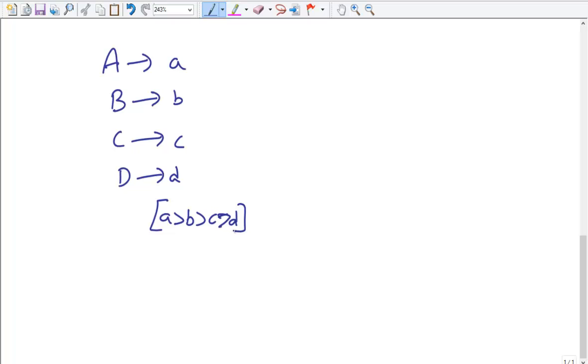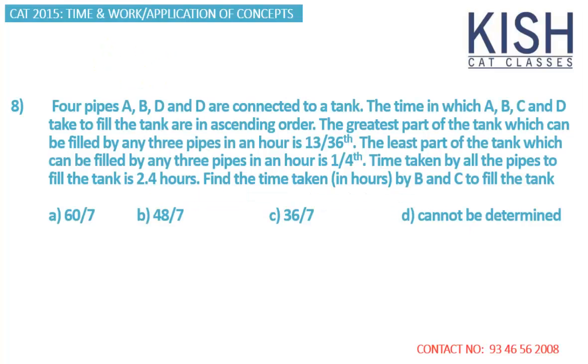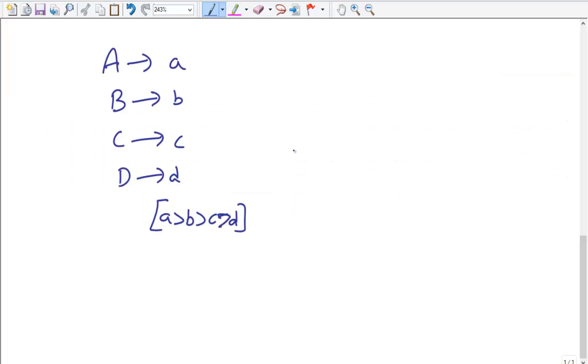Now, it's clearly given that the greatest part of the tank that can be filled by any 3 pipes in an hour is 13 by 36. The greatest part would obviously be filled by the top 3 efficient pipes. Top 3 are A, B, C. So in 1 hour, exactly, they fill 13 by 36th part.